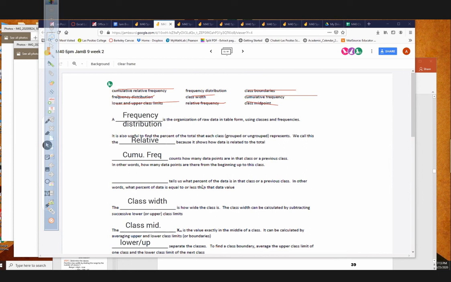So what is that one? We're talking about percents. So percents is relative frequency, and then in that class or previous class is cumulative, but cumulative on the percents, so cumulative on the relatives. So it's cumulative relative frequency. Does that make sense?